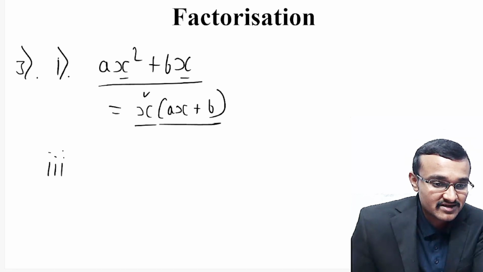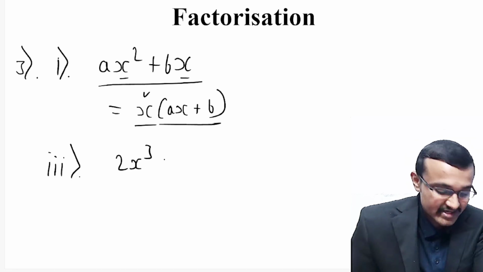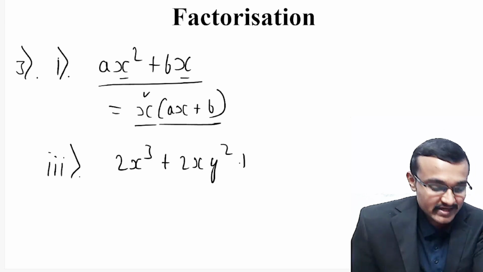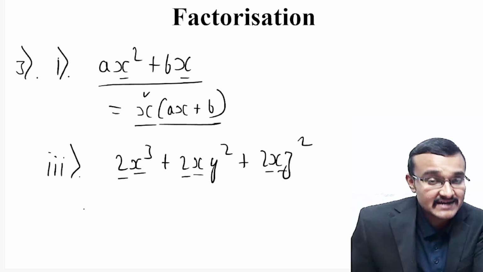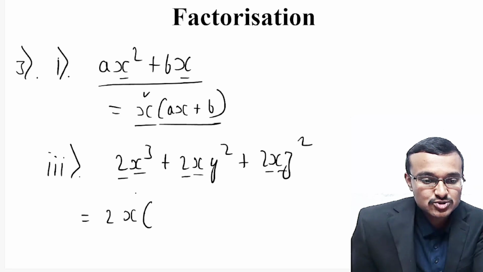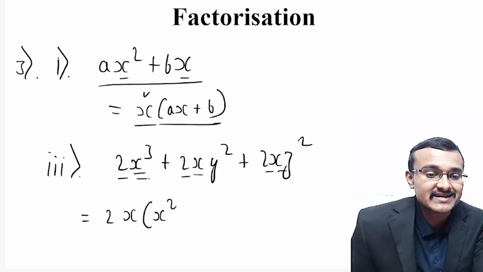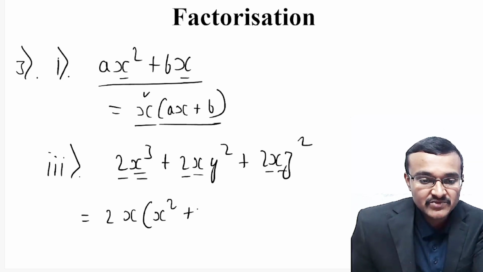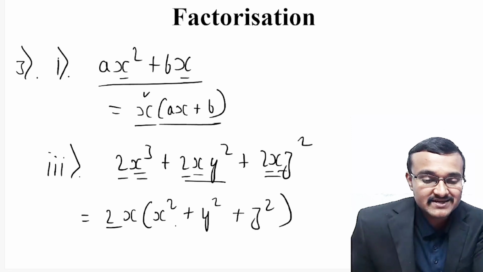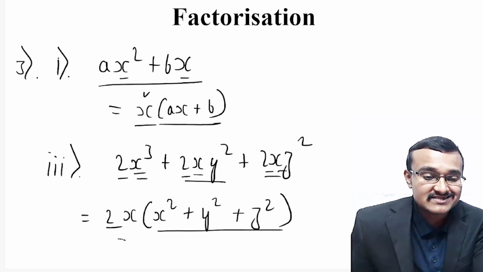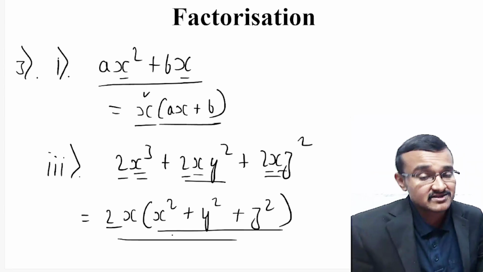So coming to the third question in this third question, there they have given 2x cube plus 2xy square plus 2xz square. Here you can take 2 common, x common, because in all these 3 terms x is there. So you can take x and 2 as common. So it will be 2x into, inside the bracket, x square will be remaining, because you are taking x from this x cube. When you take 2x common from this 2xy square, y square will be remaining. When you take 2x from this 2xz square, z square will be remaining. So 2x into (x square plus y square plus z square), this is the factorization for this third question.